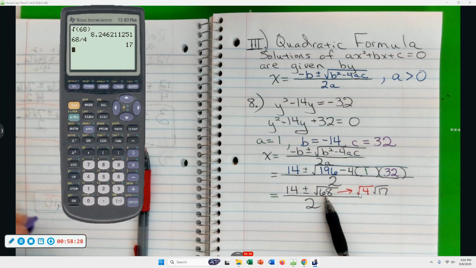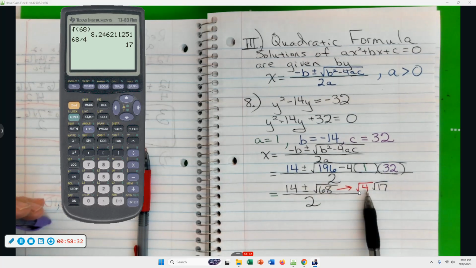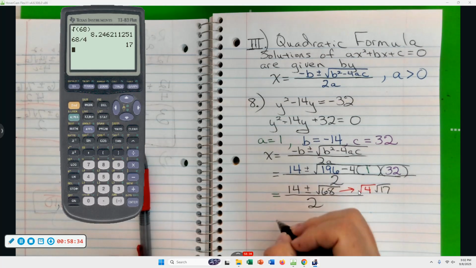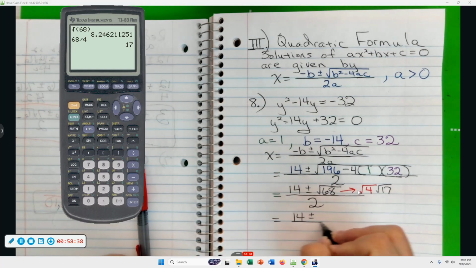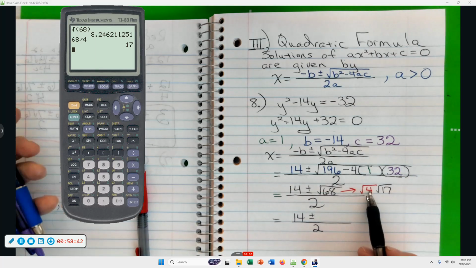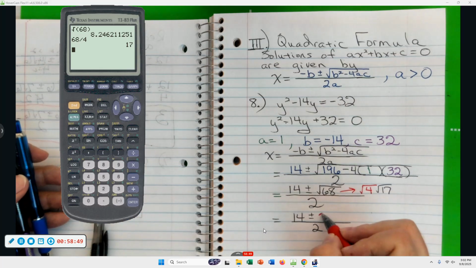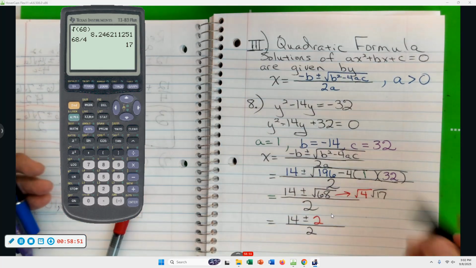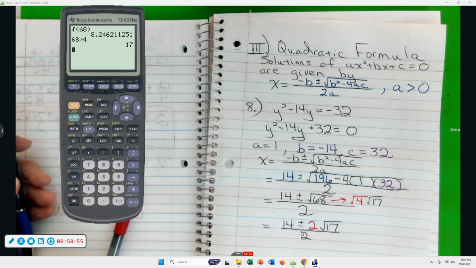We have a square root that we can reduce. It's not a perfect square, but 4 divides evenly into it. So we have 14 plus or minus, and we have a 2 down here. What am I going to do with the square root of 4? That's going to become a 2. So that's becoming my red 2. I still have that prime number 17 sitting underneath there.